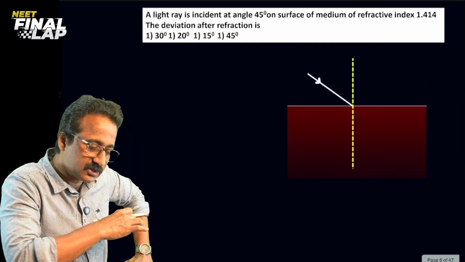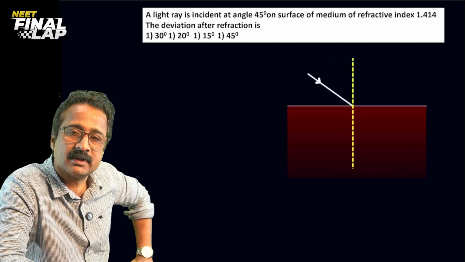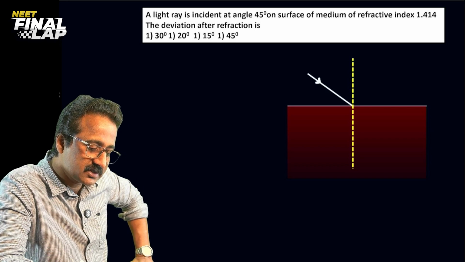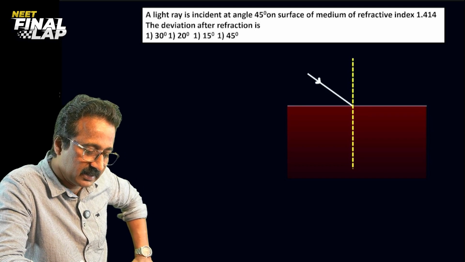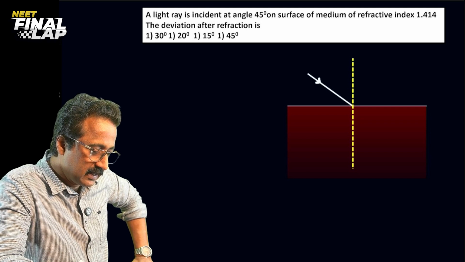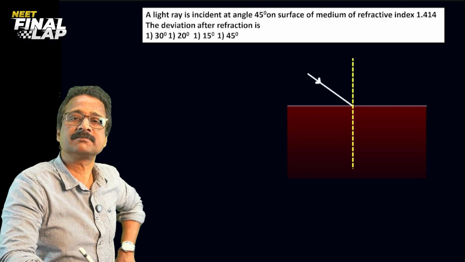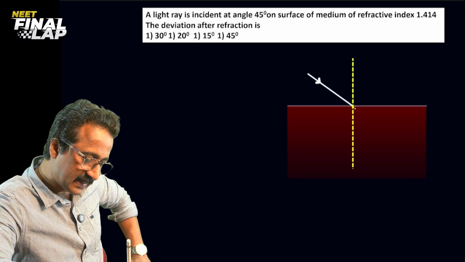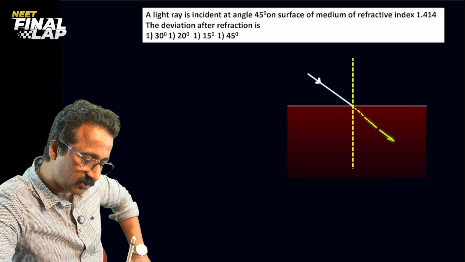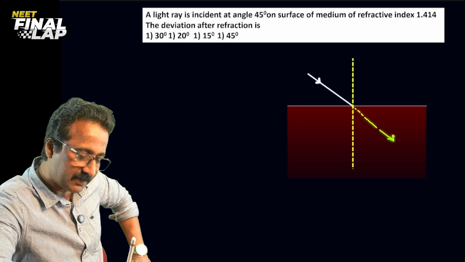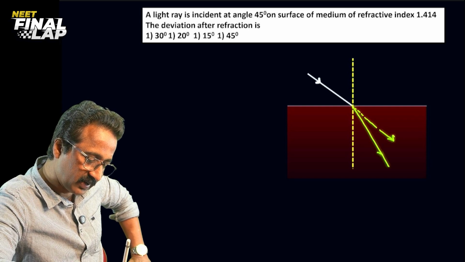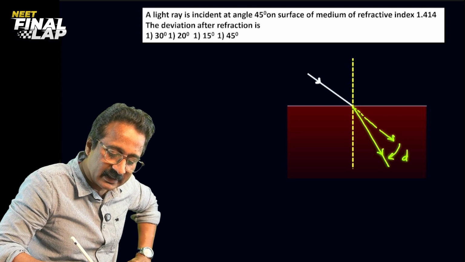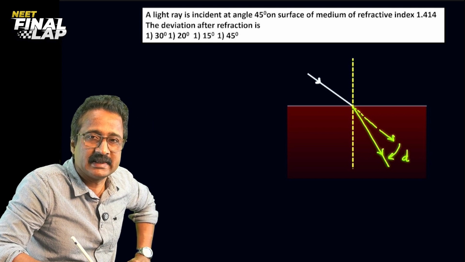Okay, let us come to one numerical question based on law of refraction. A light ray is incident at angle 45 degree on the surface of a medium of refractive index 1.414. You're finding the deviation after refraction. Let's first of all see what is meant by the deviation here. Actually, this is the actual path of light ray. Had there been no refraction, it would have passed like this. But the light ray has a chance to bend this way. This is the way we are expecting the light ray to pass. In that case, the angle here is actually called angle of deviation. This is what they are asking.